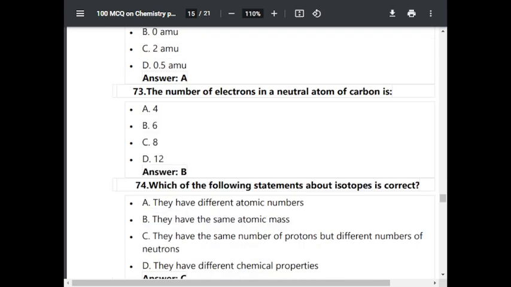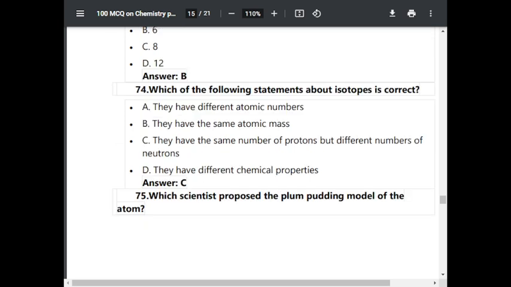Question number 73. The number of electron in a neutral atom of carbon is. Option A 4, option B 6, option C 8, option D 12. The correct answer is B 6. The number of electron in a neutral atom of carbon is 6.